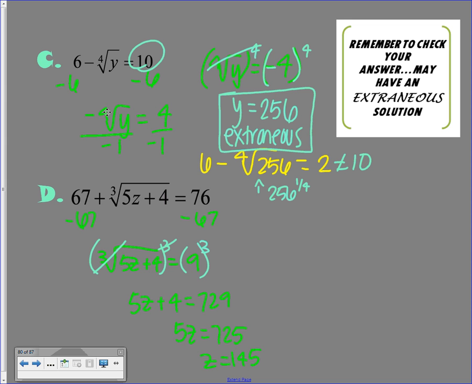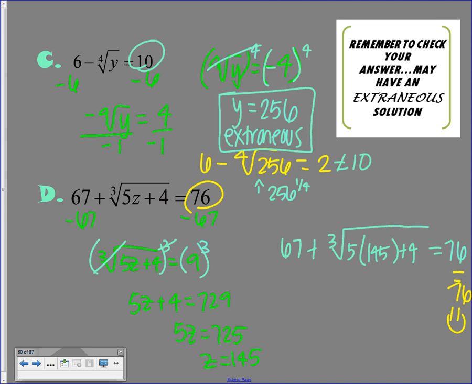Okay, so again, I'll plug that in. Now I'm going to get 67 plus the 3rd root of 5 times 145 plus 4. Okay, so to type that in your calculator, I would first start with 5 times 145 plus 4, raise that to the 1/3, add 67, and you will get 76. Because that is originally what I wanted, I'll have a smiley face, and my answer is not extraneous. So my answer will just stay z equals 145.